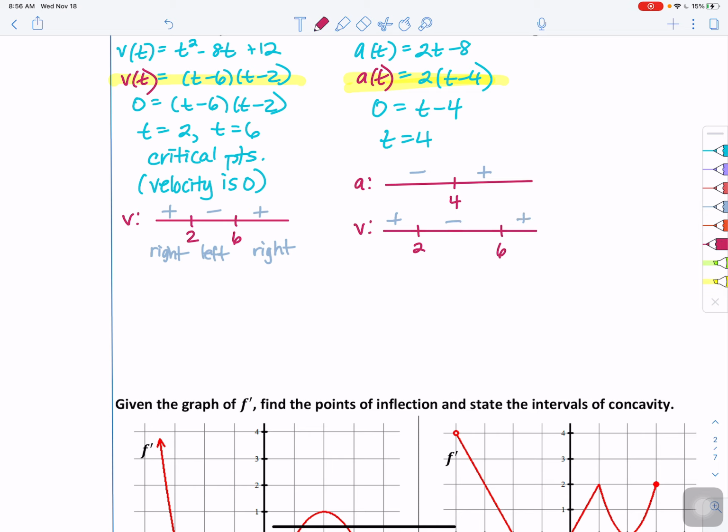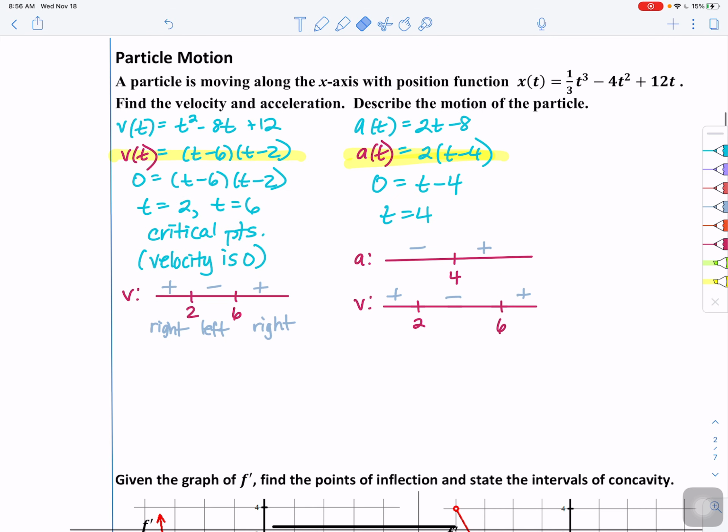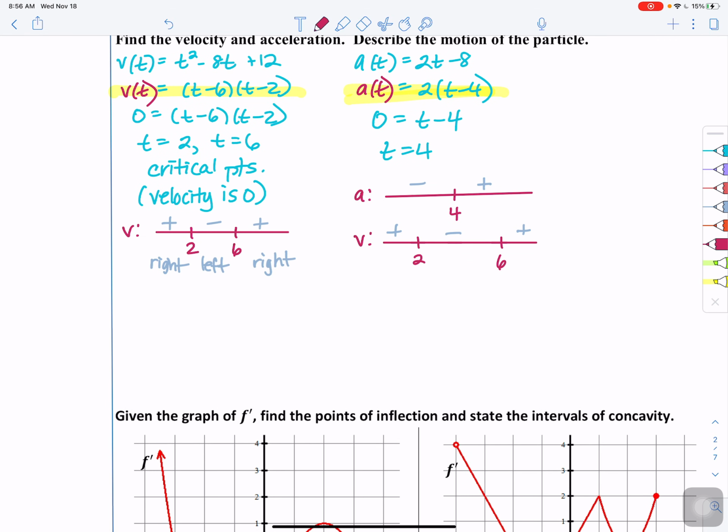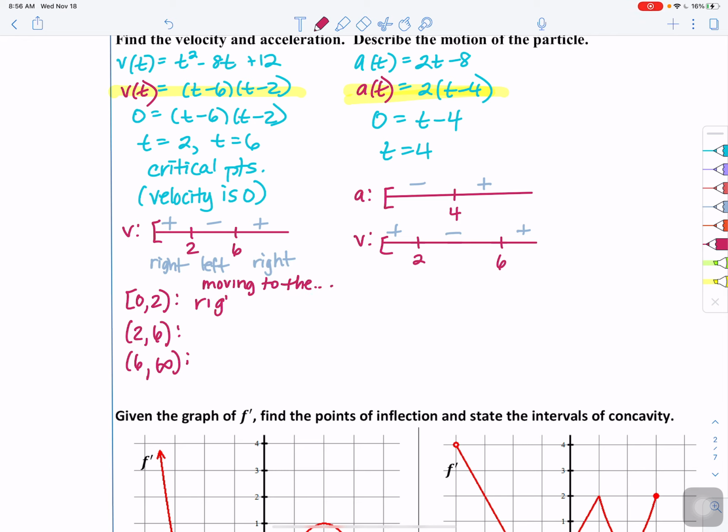So we have things changing on these intervals. And we just wanted the motion. So over here we could write, and time, of course, starts at 0, and then goes on. So from 0 to 2, from 2 to 6, and from 6 to infinity. I am moving to the right from 0 to 2, 2 to 6, left, 6 to infinity, right.